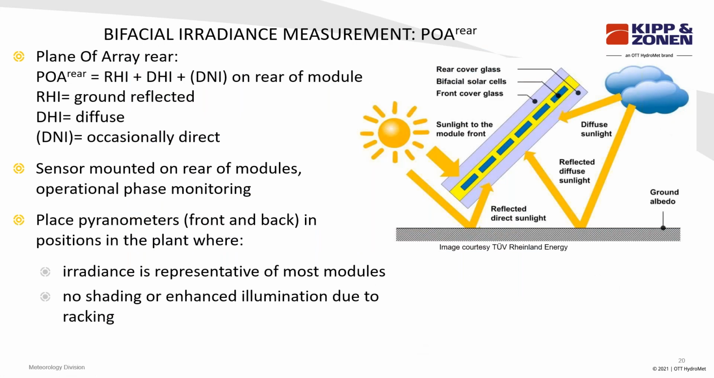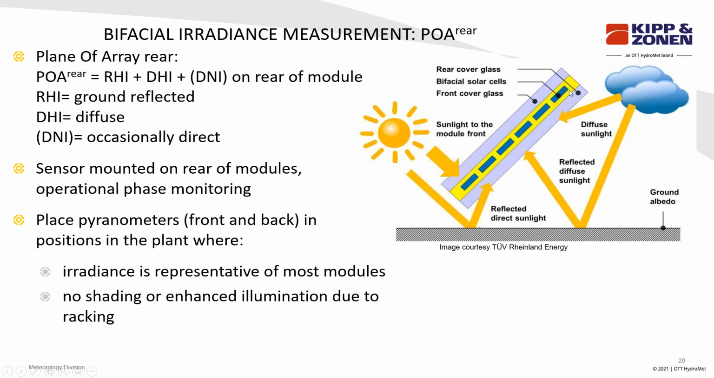Now, the other way to measure irradiance in bifacial plants is by measuring the plane of array rear. And the plane of array rear irradiance is caused by a number of things. Mostly it is the ground reflected and the diffuse light that comes from the clouds. But in certain higher latitudes and certain times of the year, you can have a bit of DNI in the very early and very late hours of the solar day. But that is not very relevant for energy production.